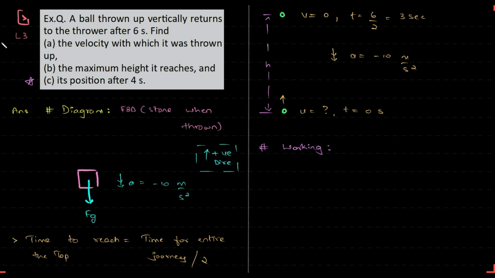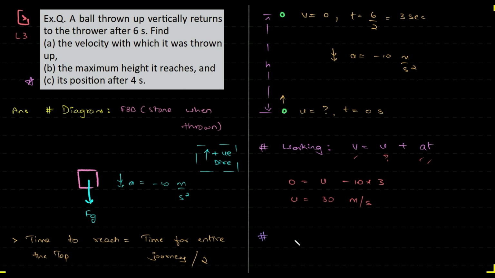Okay, let's figure out what formula can we use. Velocity with which it was thrown. So v is equal to u plus at. Will this help? It helps. We know v, we know a and t, we have to find u. So final velocity is 0, initial velocity is u, minus 10 into 3 seconds. So u is equal to 30 meter per second. That's it.